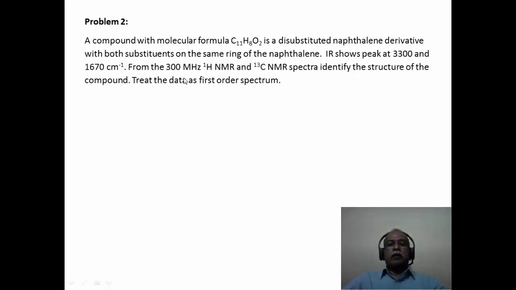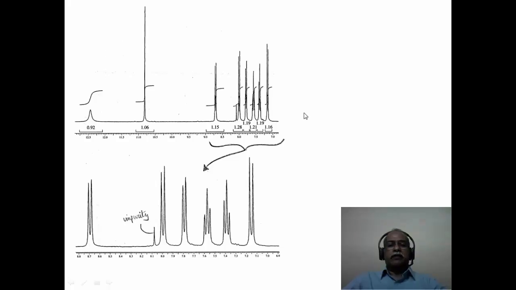So from the proton NMR and carbon 13 NMR, one needs to identify this compound, and it is given that all the data should be treated as a first order spectrum. In other words, the proton NMR spectrum can be treated as a first order spectrum. This is the proton NMR spectrum of this compound. You can see here a range from 7 ppm to about 12.5 or 13 ppm is what is given. That means there are no aliphatic side chains attached to the naphthalene ring.